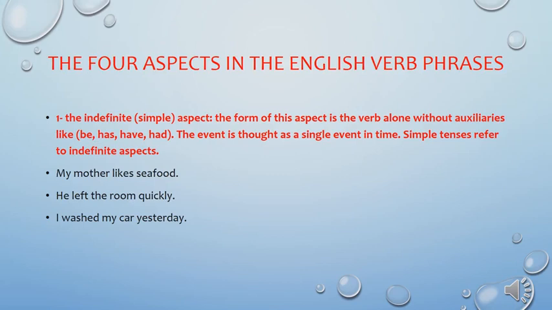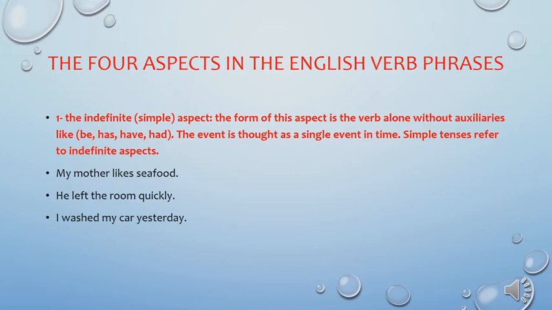And pay attention that simple tenses refer to indefinite aspects. We have two tenses, past and present, and accordingly we have present simple tense and past simple tense. Once you see a sentence in the past simple tense or present simple tense, the aspect is going to be an indefinite or simple aspect.